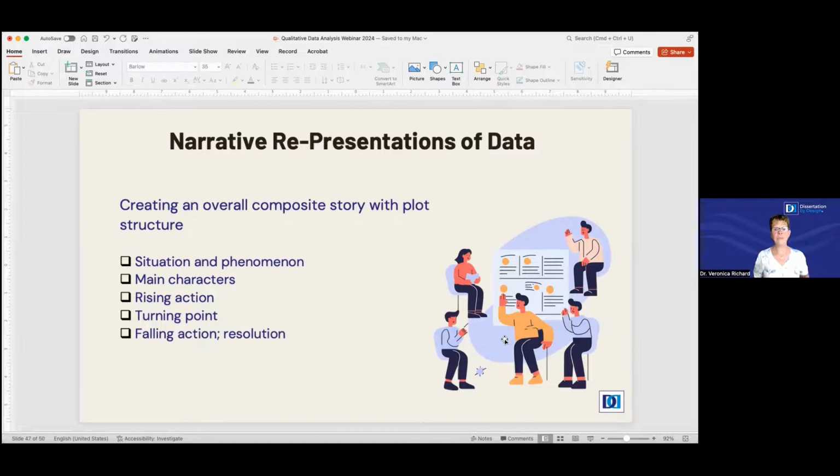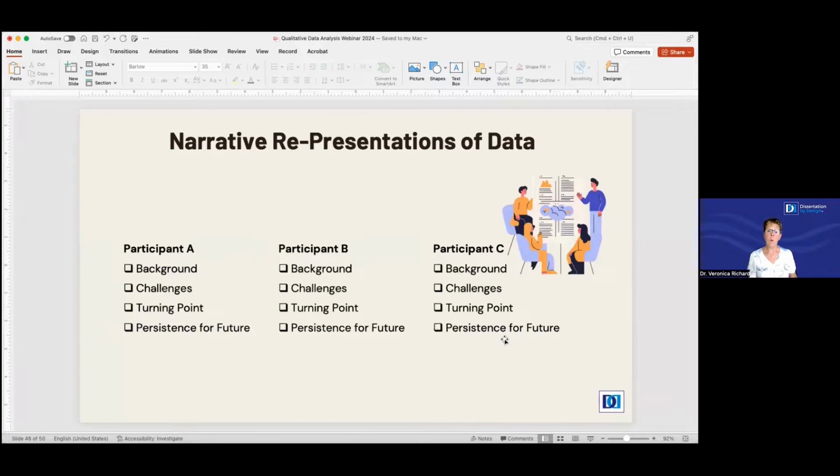So in this case, we're looking at an overall composite story, perhaps using Clandinin and Connelly. We're looking for the situation or the exposition, if you will, what's happening in the context. Then we have the main characters, rising action, falling action. So this idea of plot structure really comes out here. Or we could be looking at different challenges or turning points and persistence.